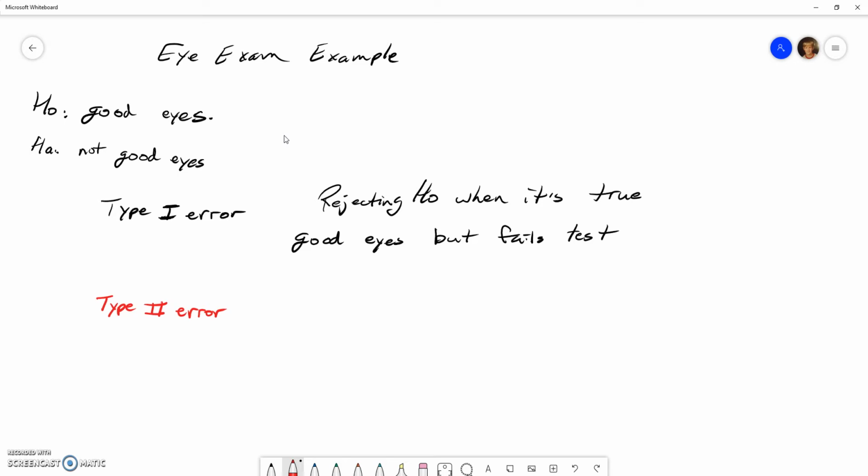So type 2 error, of course, is that you are not rejecting it when you actually should. Basically, the result here would be that you pass the test, but you actually do have bad eyes. However that works out, maybe you memorized that eye chart beforehand so you can pass, or the doctor just makes a mistake. What are the consequences? Let's write that up here.